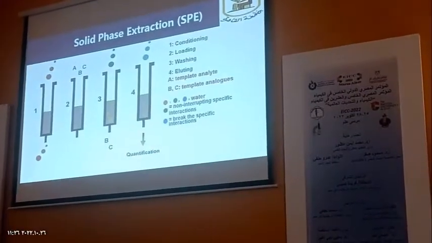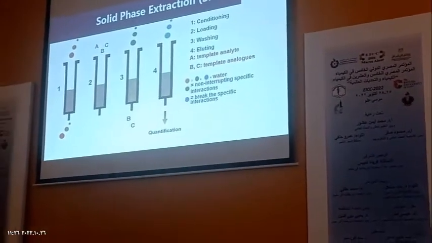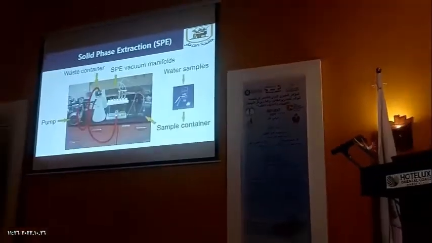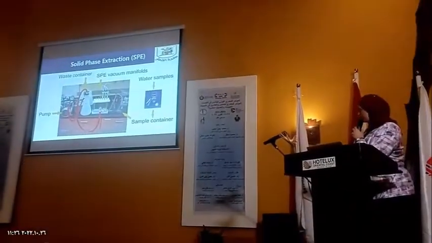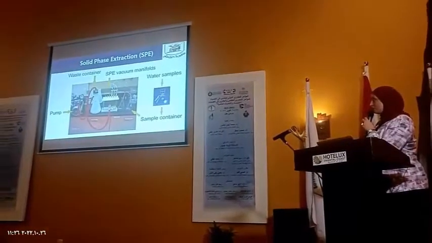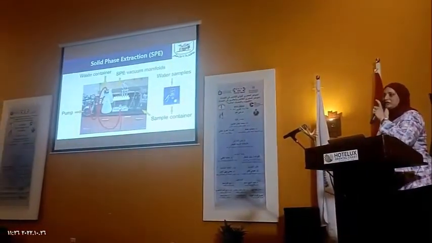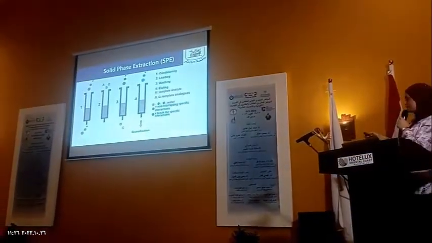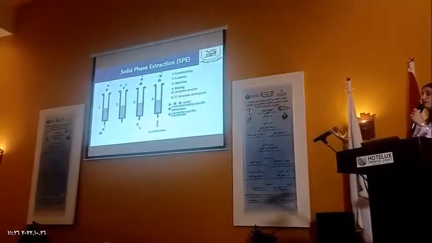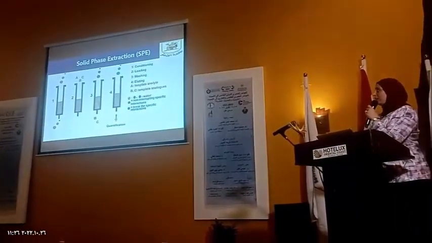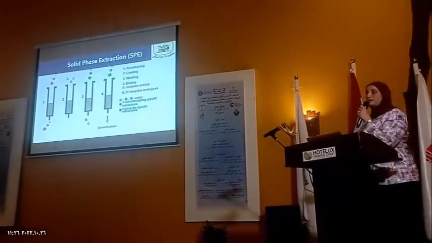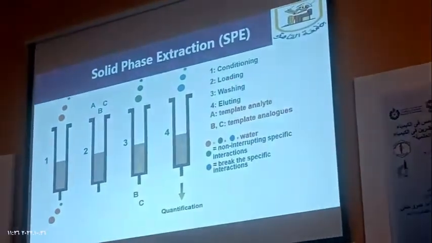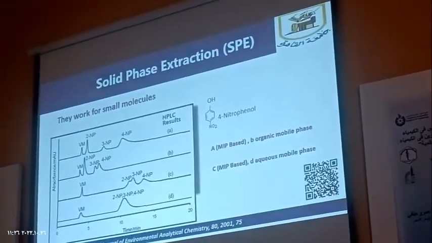All you need to do is first condition your polymer in a cartridge, the simple cartridge shown here. This is the setup for the system. It's just like a syringe, and we fill the syringe with the polymer, then condition it, and then upload the sample and remove any other components present in the sample. Finally you have a cartridge loaded with your contaminant, and you can use it for quantification.